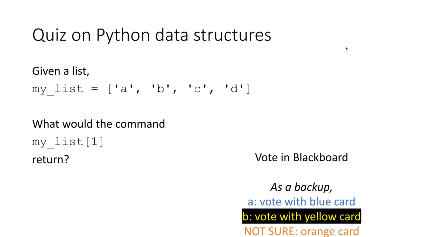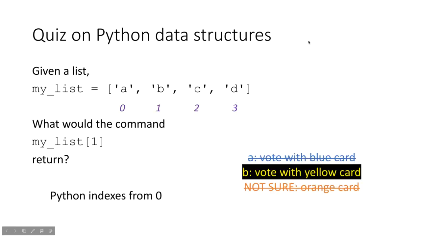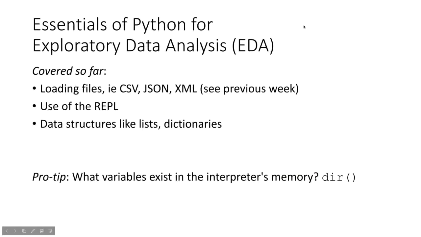I'll wait for people to finish up. So what would my_list[1] return? Raise your hand when you think you have an answer. Most people are happy. So the one element, this is where people get confused. So element 1 is B, right? And the reason for that is because Python lists count from 0. So the 0th element is A. The first element is B.